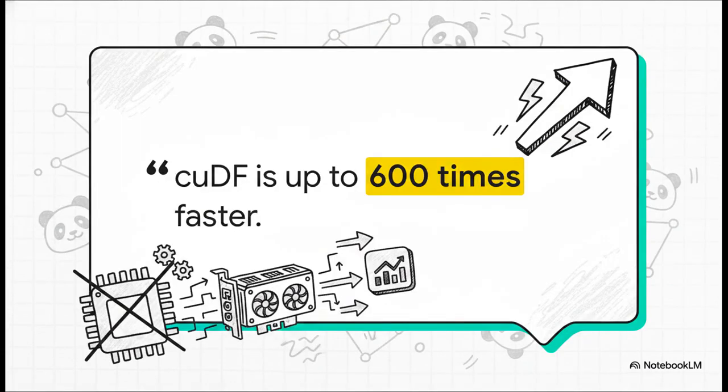And just to put that speed into perspective, the open source community took it even further. NVIDIA created a variant of Pandas called cuDF that runs directly on your graphics card. Get this, it can be up to 600 times faster for massive data sets. 600 times. That means a data processing job that usually takes 10 whole minutes on a standard CPU could take about 1 single second. That mind-blowing level of optimization is exactly why learning Pandas is completely non-negotiable if you want to work with real data.